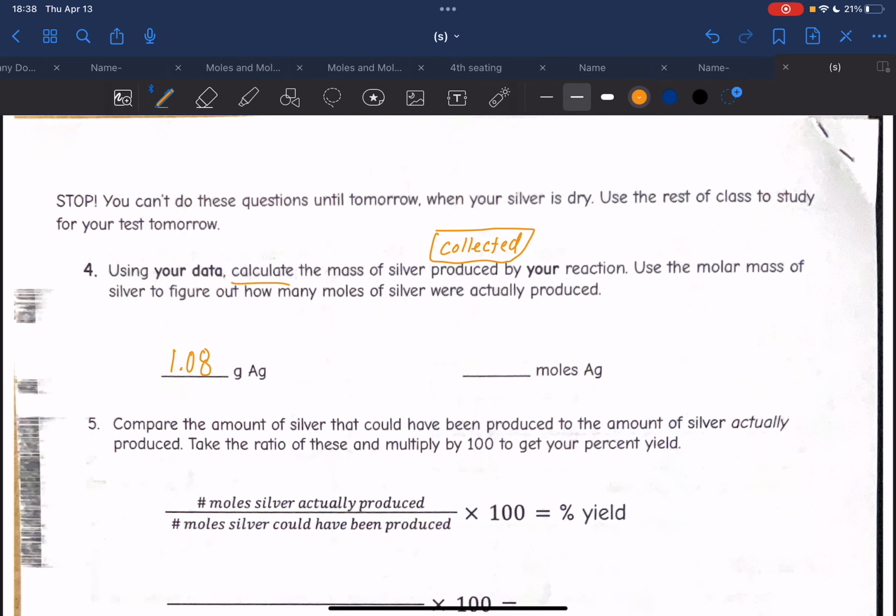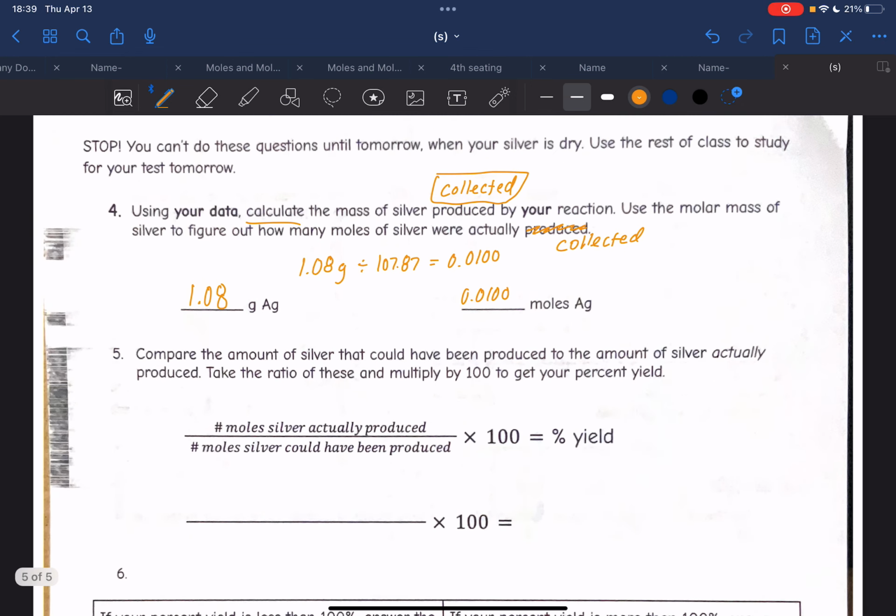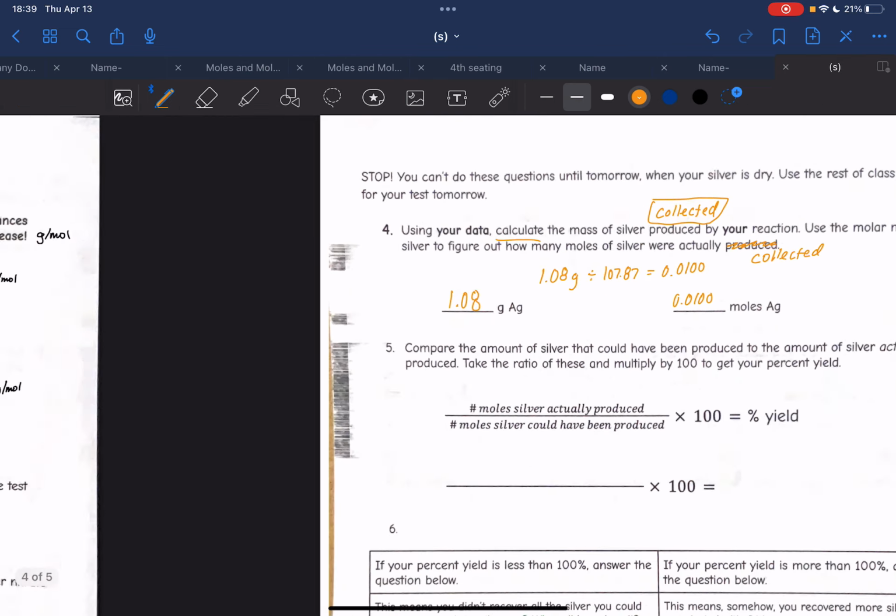Then use the molar mass of silver to find out how many moles of silver I actually collected. Right, how many actually ended up in my weigh boat. So I'm going to do the same calculation I've been doing, where I take the grams and divide by the molar mass of silver. That's going to be 107.87. And when I do that math, I get 0.0100. So 1/100th of a mole of silver. Great. And how much did I want to make?